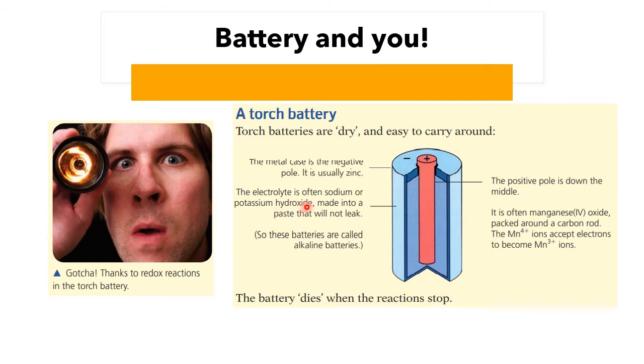The electrolyte is often sodium or potassium hydroxide made into a paste that will not leak. The positive pole is often manganese 4 oxide packed around a carbon rod. The manganese 4+ ions accept electrons to become manganese 3+ ions. So these batteries are called alkaline batteries. The battery dies when the reaction stops.